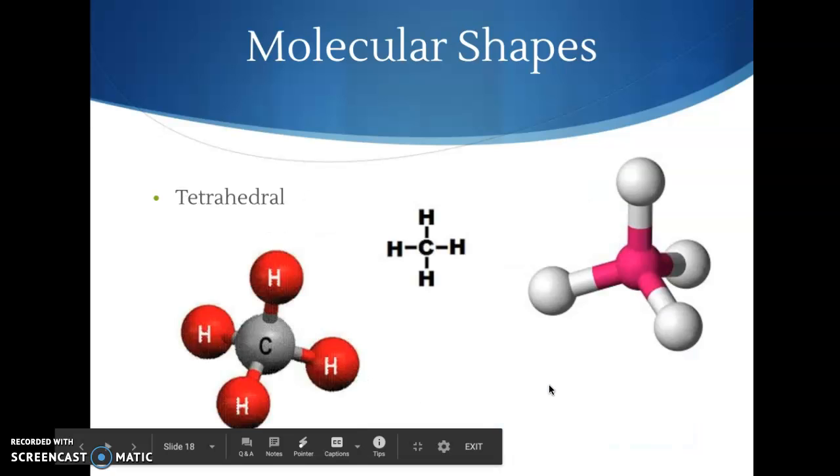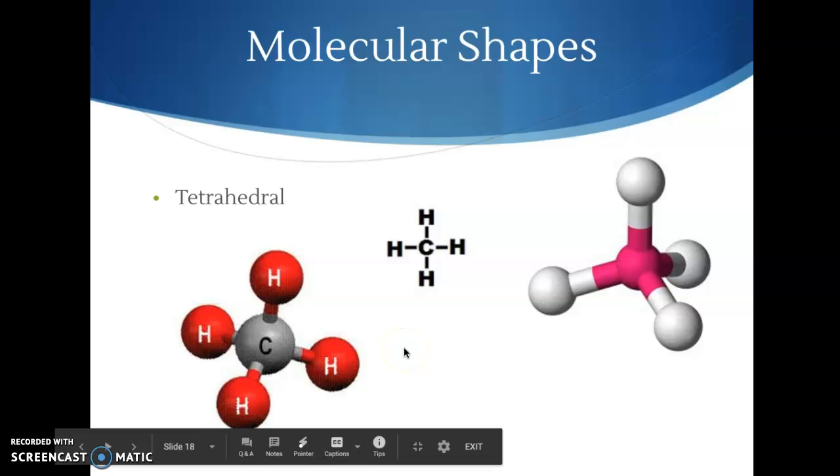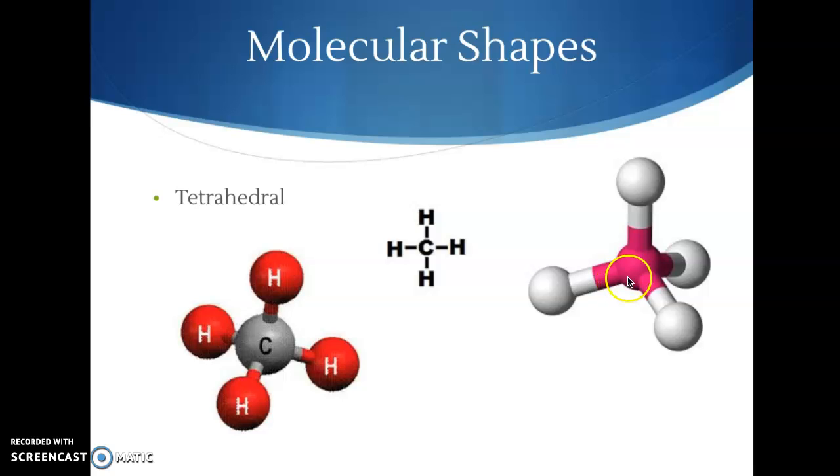The next one is tetrahedral. Tetrahedral is when you have four atoms bonded to the center. This shape allows the atoms to get as far apart from each other as possible. So they take this bond angle, it's 109.5. Now we don't need to know bond angles, but that's the angle that allows those outer atoms to get as far away from each other as they can. So tetrahedral is when you have four atoms bonded to the center with zero lone pairs on the center.